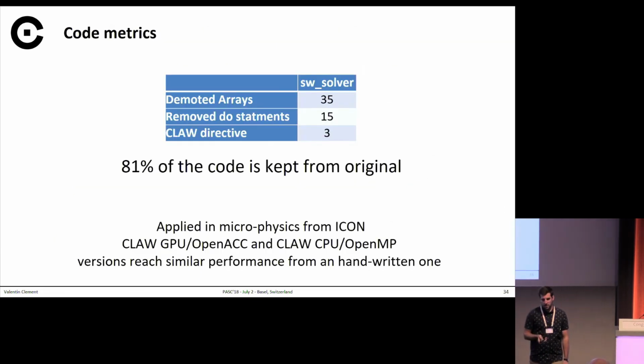In terms of code metrics, 80% of the original code is kept. And actually, the 20% left is what we remove from the code. So we make it simpler because we remove do statements that the domain scientists don't really care about. We demote arrays where we need to, and we just added 3 lines of code to instruct the CLAW compiler to do the transformation. This approach was also applied in the ICON model, and we also reach exactly the same performance as a handwritten optimized version for OpenACC or OpenMP, CPU and GPU.